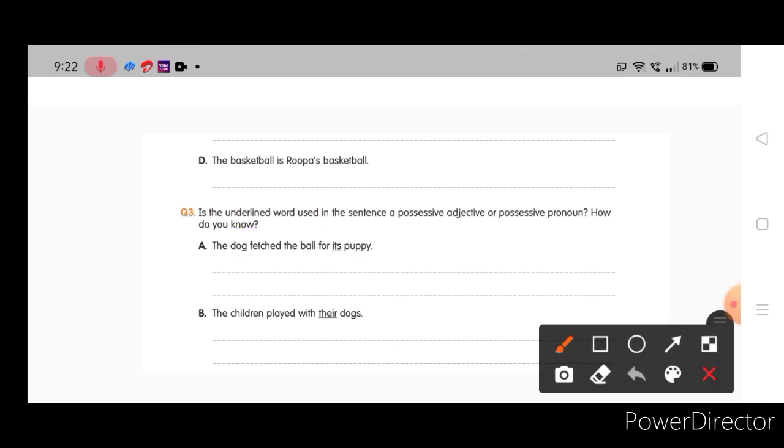Just now I was telling you that if any pronoun comes before the noun, it is called a possessive adjective. So, what will you say? Is it a possessive adjective or a possessive pronoun? It is a possessive adjective because it is describing the puppy. So this is a possessive adjective in the first sentence.